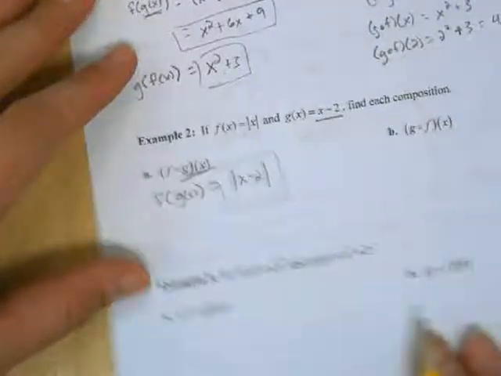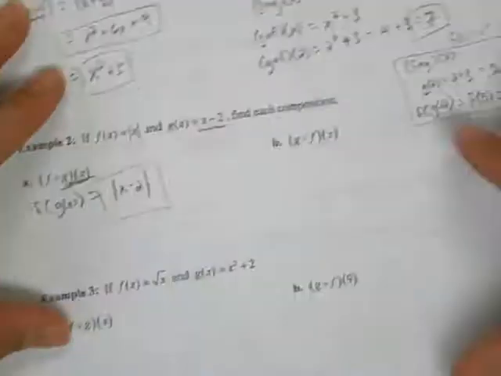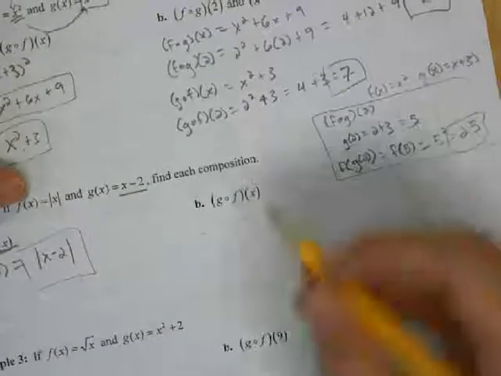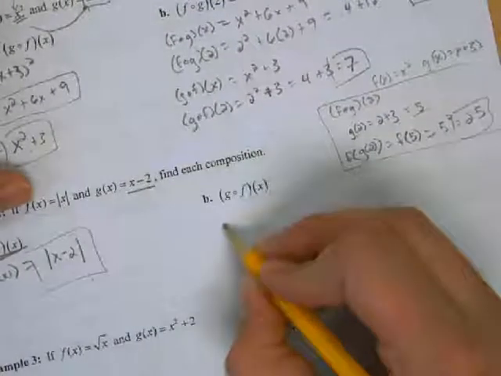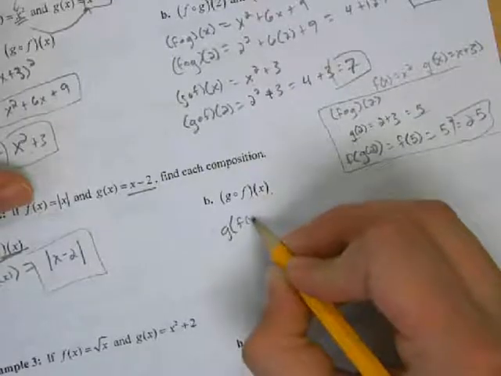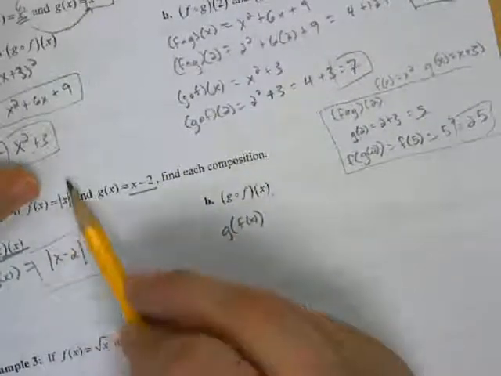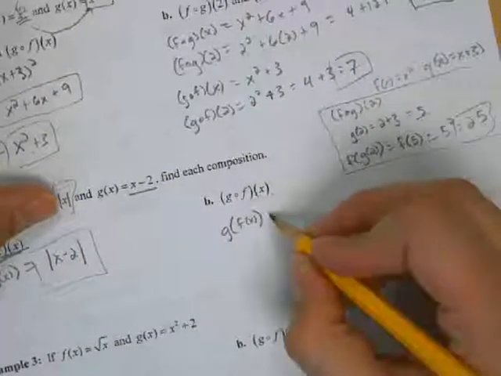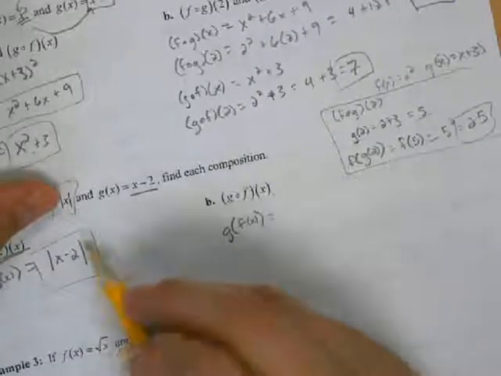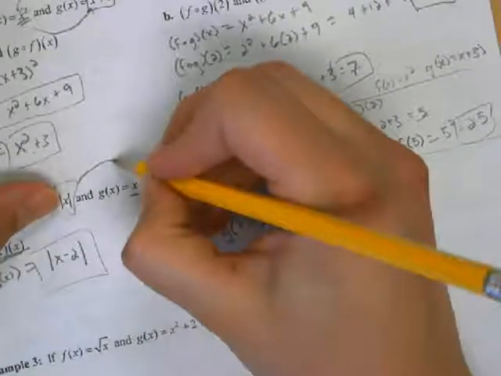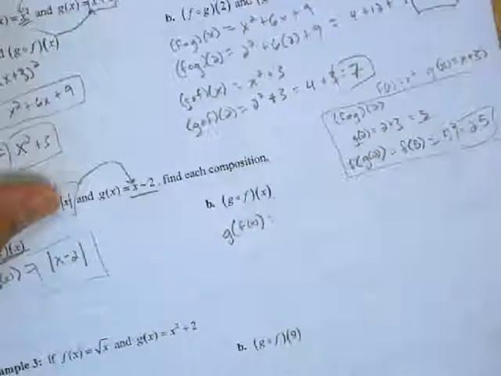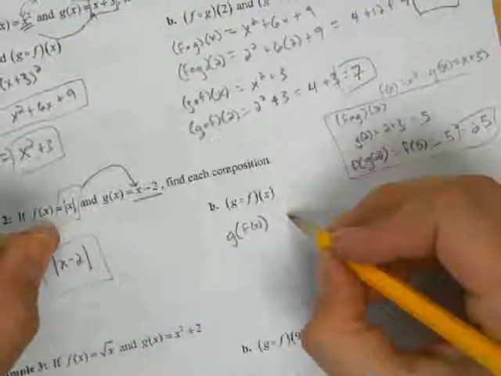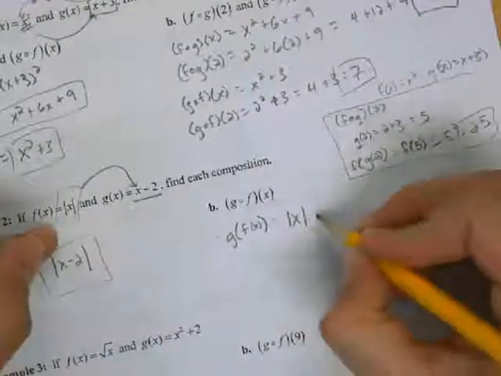Now this one, g composed of f of x, not the same. Okay, so now f of x is my inside. g composed of f of x. So take my f of x. What is f of x? Absolute value of x. Plug that into g. So instead of this x right here, I'm going to replace it with the absolute value. So I get absolute value of x minus 2.